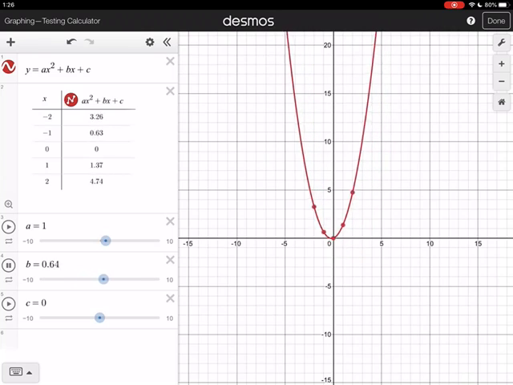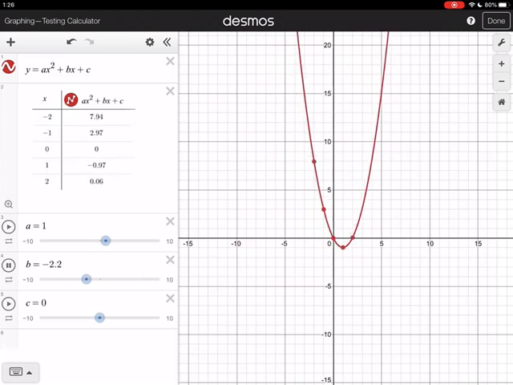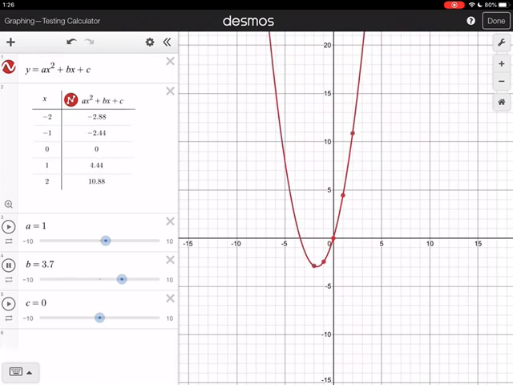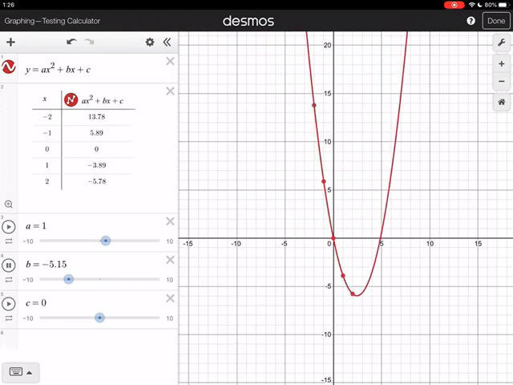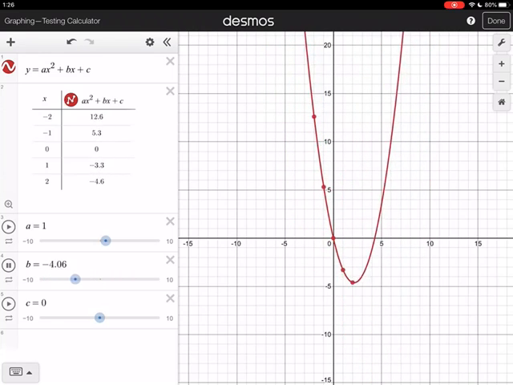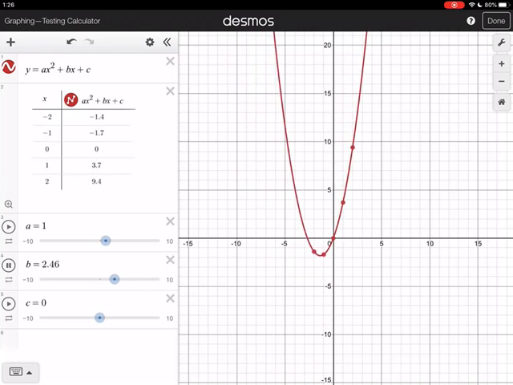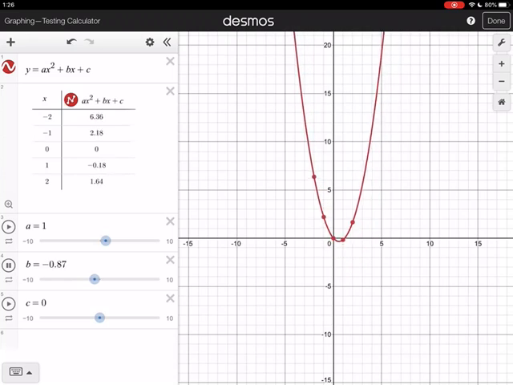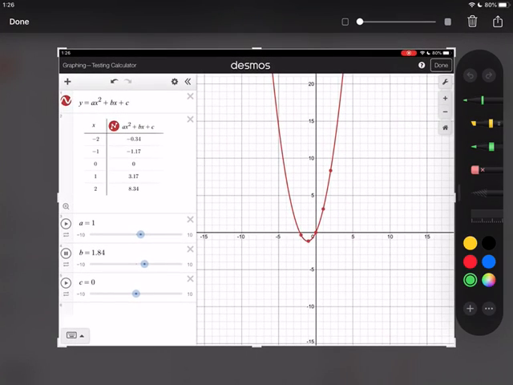So if we just focus on the vertex, you can notice that the vertex, as b gets larger, meaning that it is positive, your graph is moving left and then towards the bottom, towards the negative x and y values. And as your b value is becoming more and more negative, your graph is actually moving towards the right and downward. Okay, so that's something that we can just kind of mention really quickly. So I'm just going to take a screenshot of this.